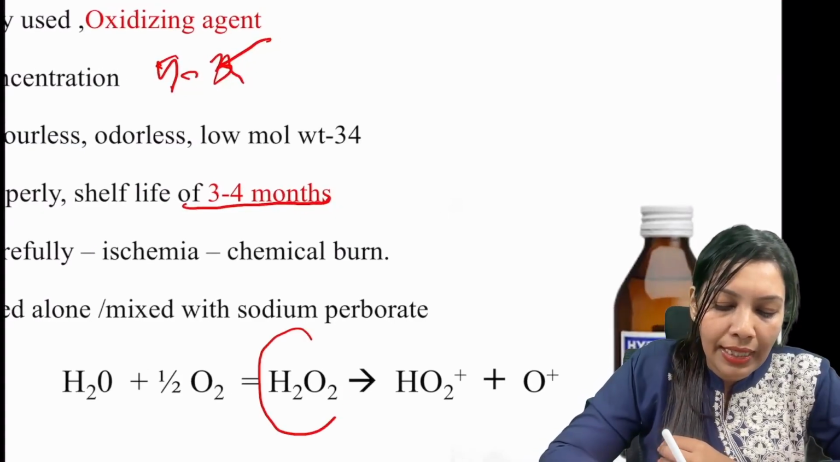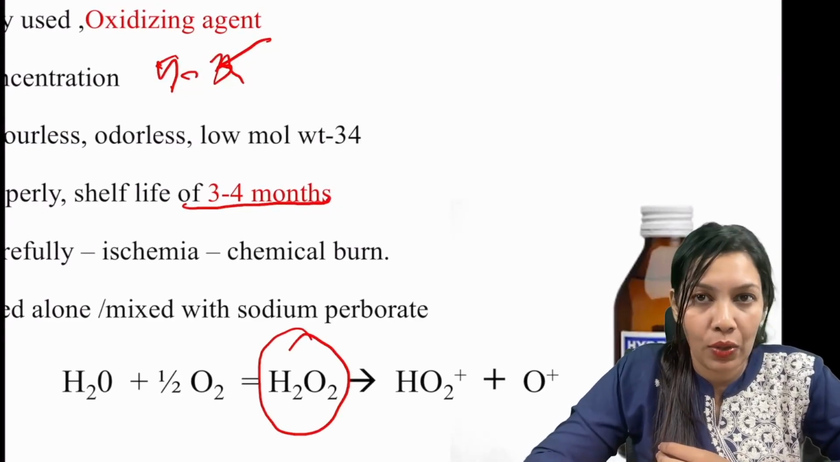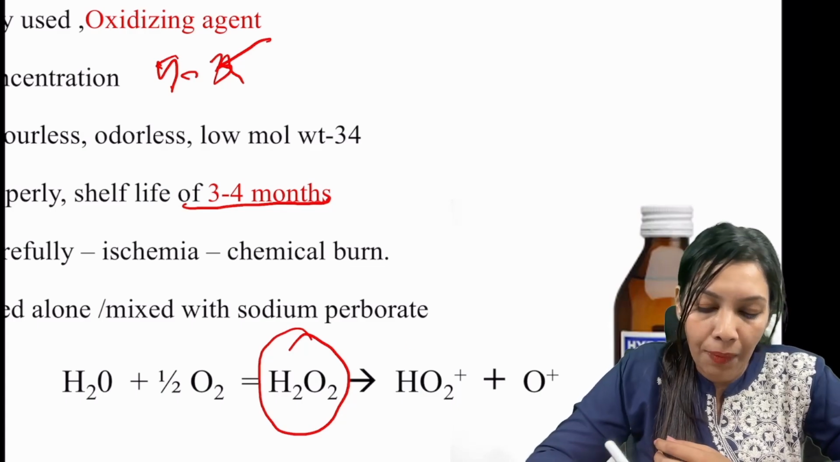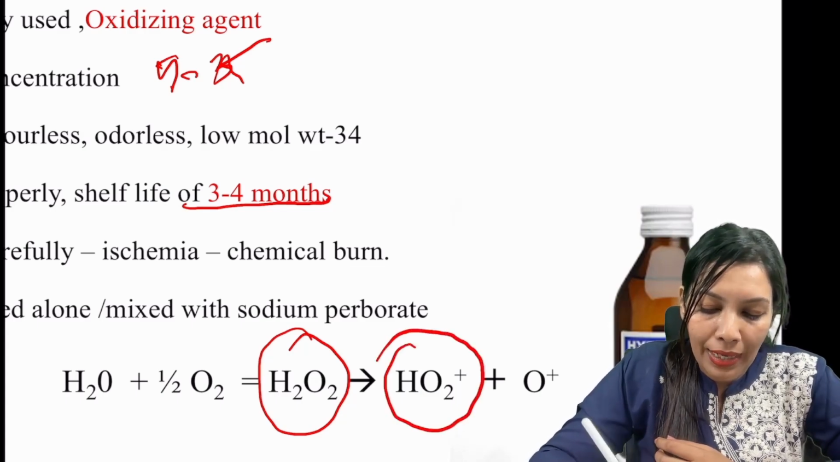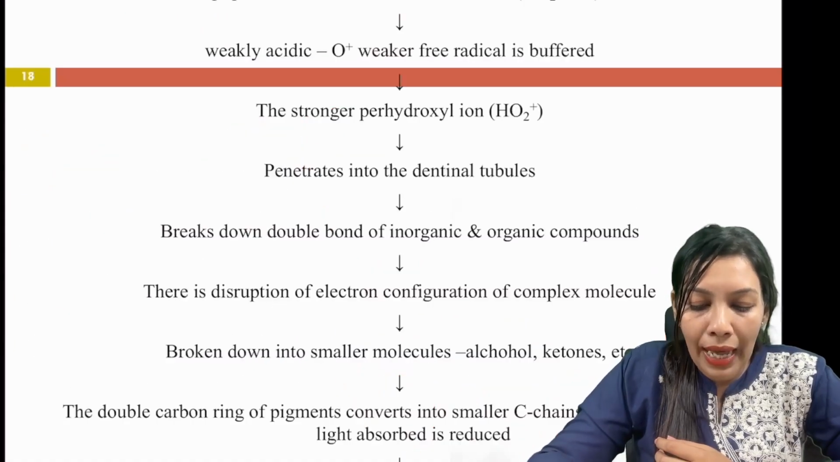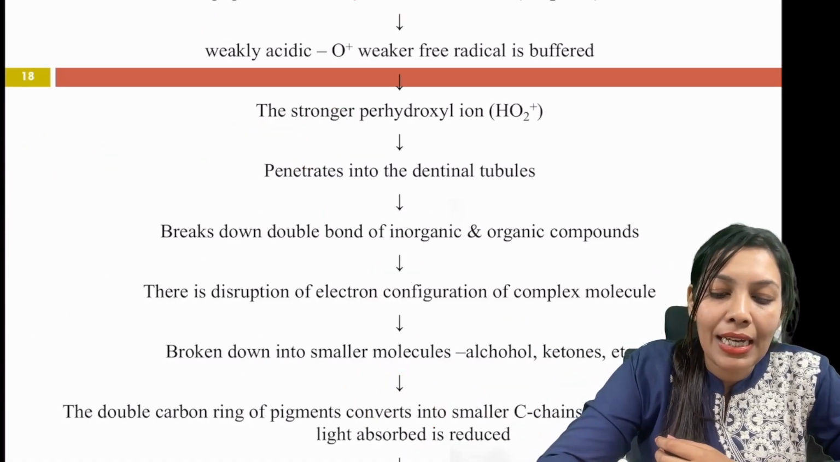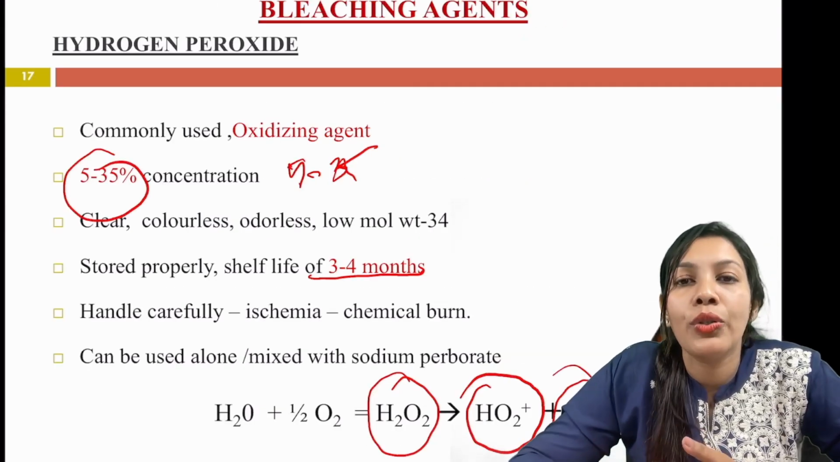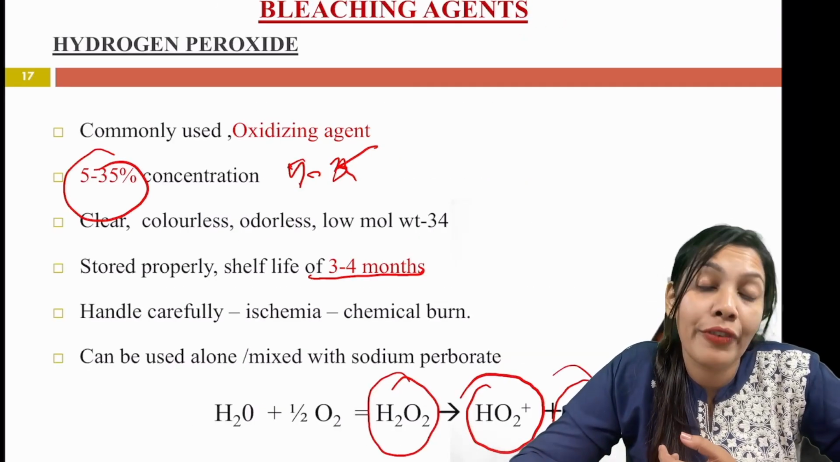You know that this is H2O2, hydrogen peroxide. This gets split to form H2O plus O. So what happens is, you can see these are the free radicals. H2O2 gets converted to form free radicals.